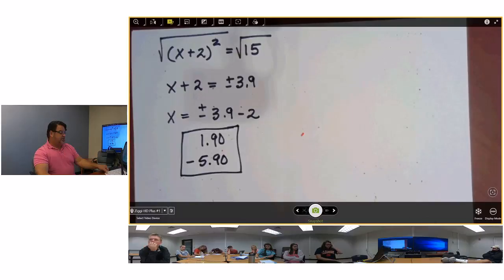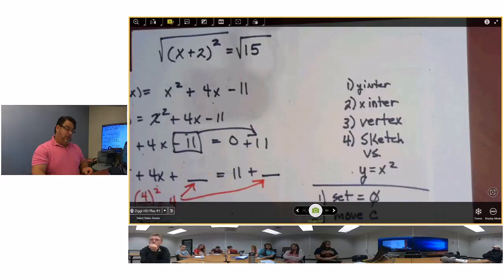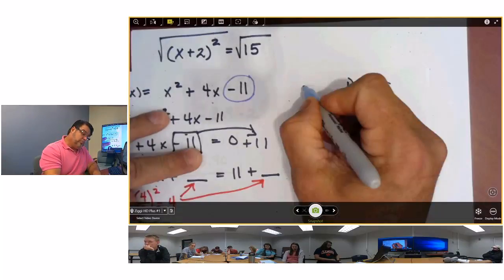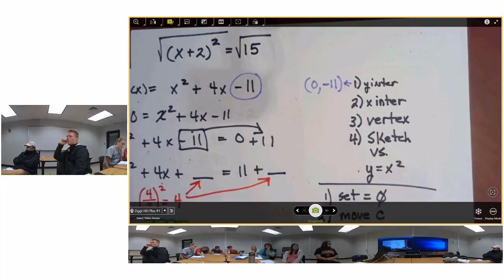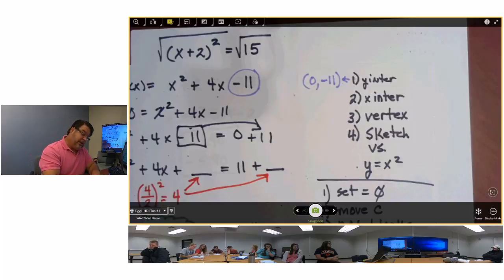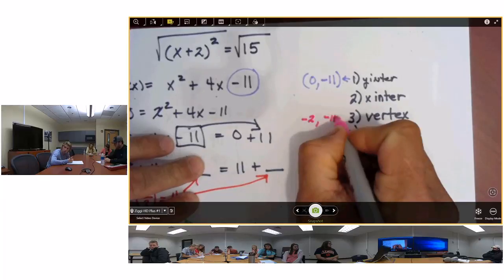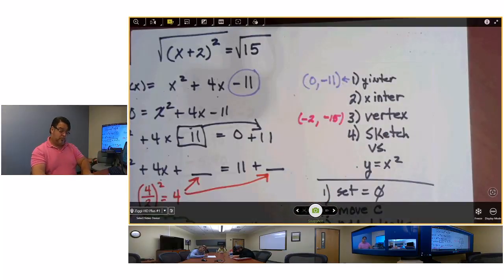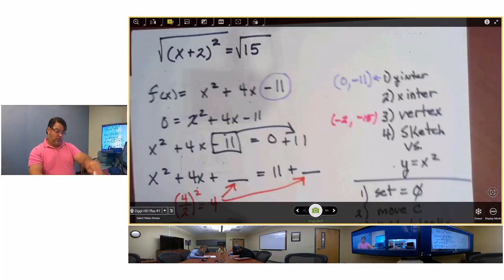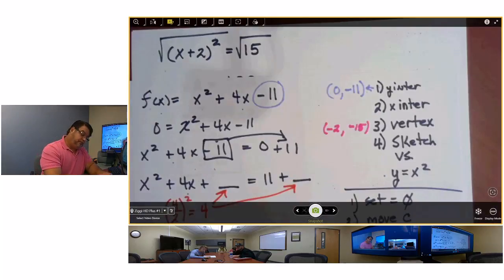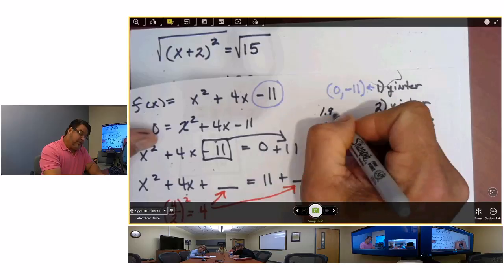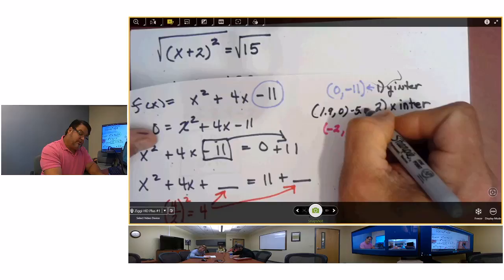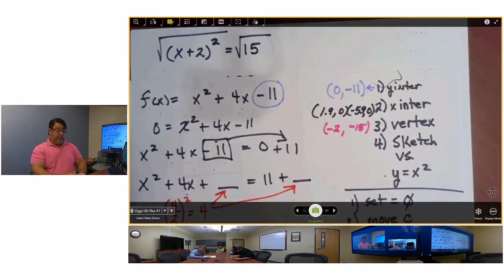So now all you need to do is sketch everything. Well, let's go back to the first page. What's the y-intercept? The y-intercept is right here. So the y-intercept is 0, -11. So now plot all those points: 0, -11; -2, -15; and 1.9, 0 and -5.9, 0. And that should be your graph.